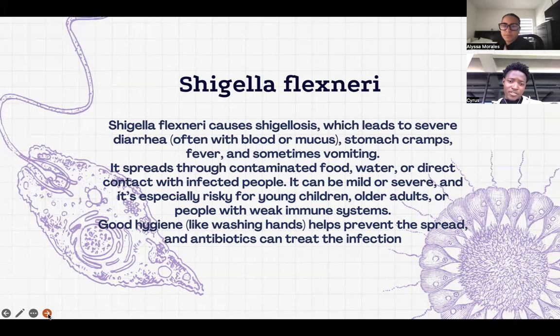Shigella flexneri causes shigellosis, which leads to severe diarrhea, often with blood or mucus, stomach cramps, fever, and sometimes vomiting. It spreads through contaminated food, water, or direct contact with infected people. It can be mild or severe, and especially risky for young children, older adults, or other people with weak immune systems. Good hygiene, like washing hands, helps prevent the spread. Antibiotics can treat the infection as well.